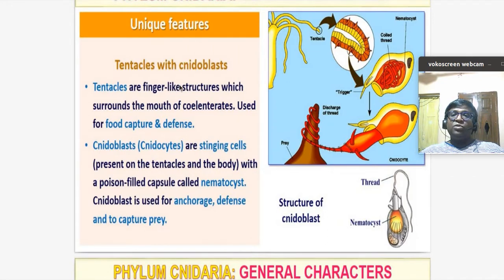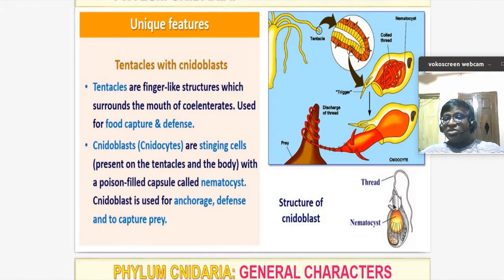So the unique features, you notice that tentacles are finger-like structures. In the hydra, you can notice that these tentacles, when you enlarge them, have stinging cells or nidoblasts. They surround the mouth of coelenterates. The nidoblasts are used for food capture and defense.